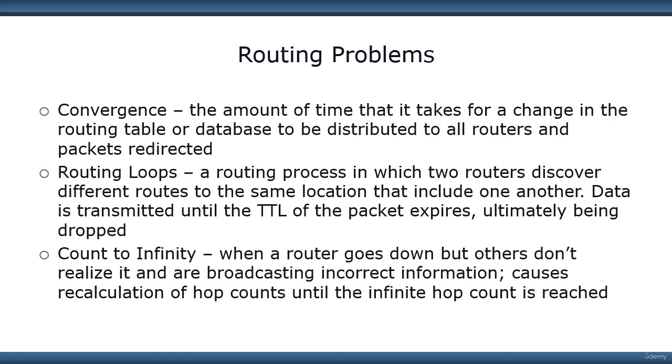Most of your routing protocols now, in the last 10, 15 years, have had built-in automatic mechanisms to prevent routing loops. The count to infinity is when a router goes down, but the others don't realize it and they're broadcasting incorrect information. So it causes the recalculation of hop counts until the infinite hop count is reached, which is, again, 16, depending on the routing protocol that determines the infinite link. Okay, so count to infinity and routing loops are very much related to one another. And the other thing I should say is they are pretty much solved as well through the use of modern routing protocols.